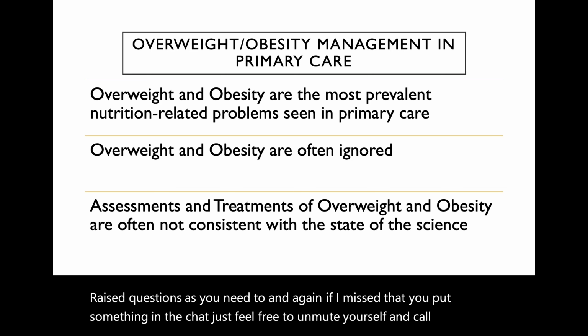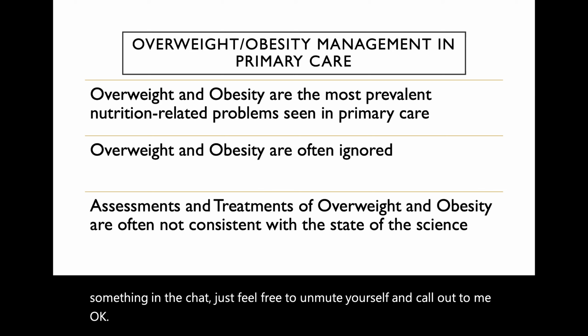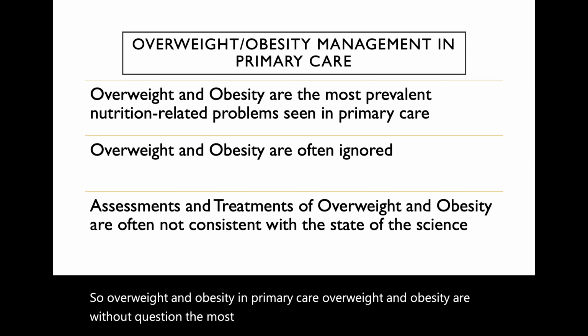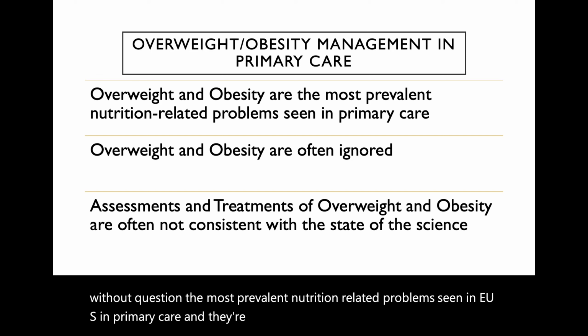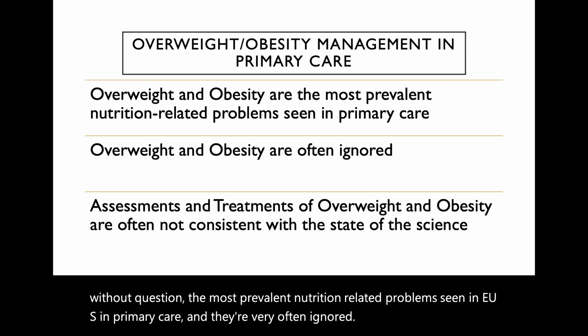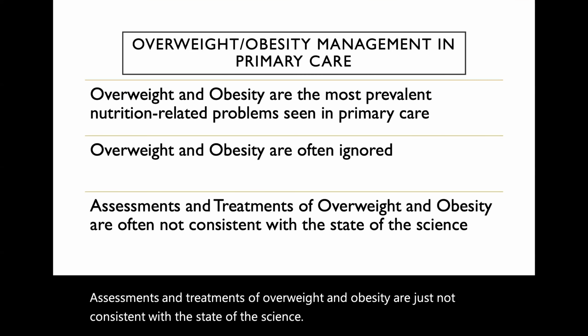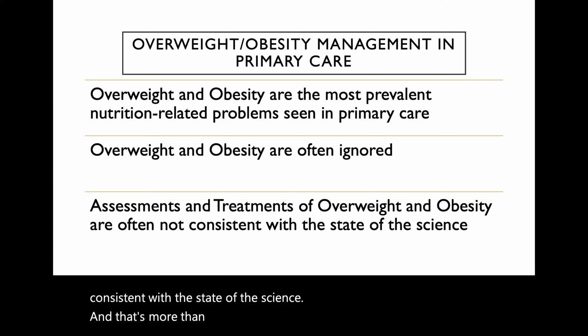So overweight and obesity in primary care. Overweight and obesity are, without question, the most prevalent nutrition-related problems seen in the US in primary care, and they're very often ignored. Assessments and treatments of overweight and obesity are just not consistent with the state of the science. And that's more than opinion. There's a ton of evidence.